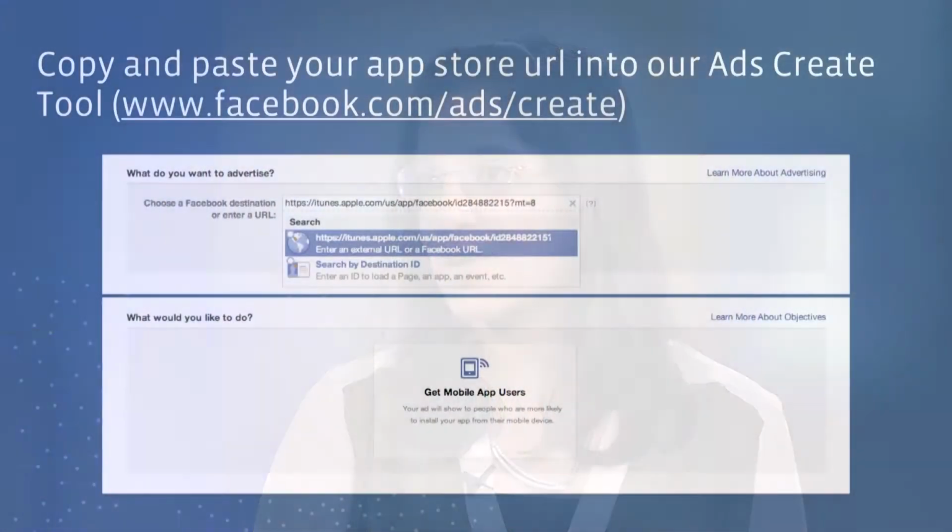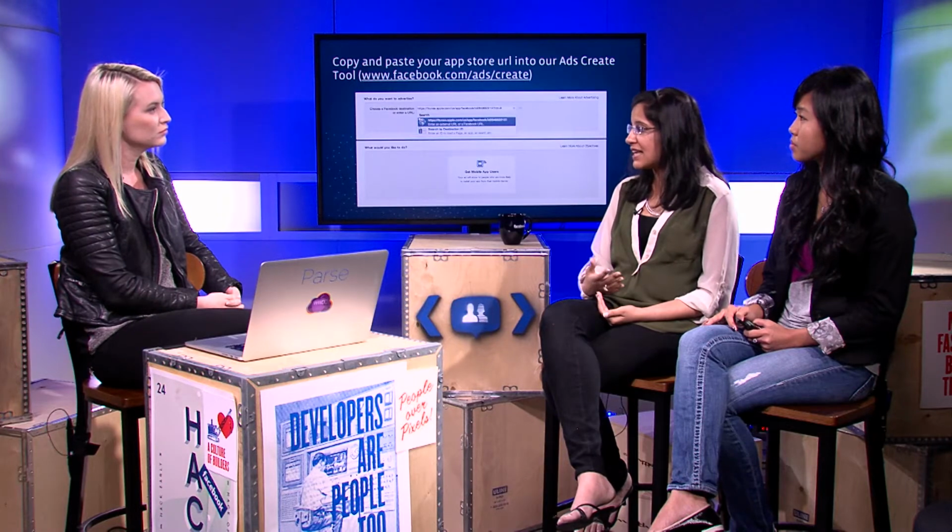Specifically for mobile app install ads, all you have to do is go to your App Store URL or your Google Play URL, copy and paste it into our destination box in our Ads Create tool, and it automatically knows that this is for a mobile app, so it'll send you through the specific flow for mobile app install ads. Okay. So you'll only have one objective, that's driving installs to your mobile app, and then the rest is just creating your custom creative to run these ads, and then putting in your bid and your targeting.